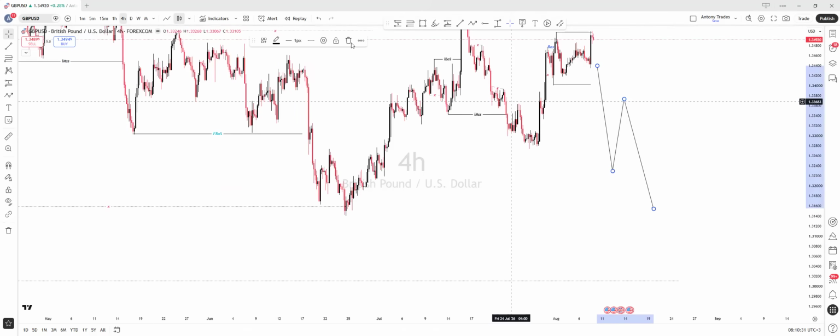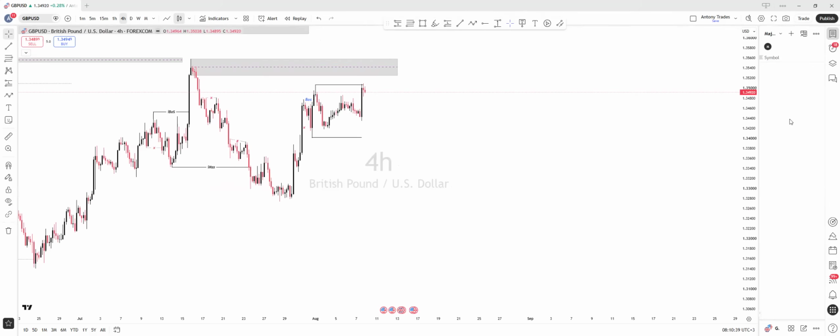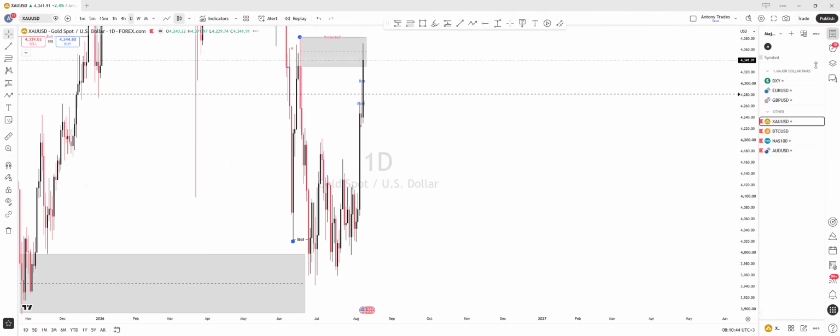But as of now, also on GBP USD, we have nothing. We need to be very patient for the market to break either this high or this low. Okay. So moving on to the next pair, which is going to be gold. So what are we seeing on gold?